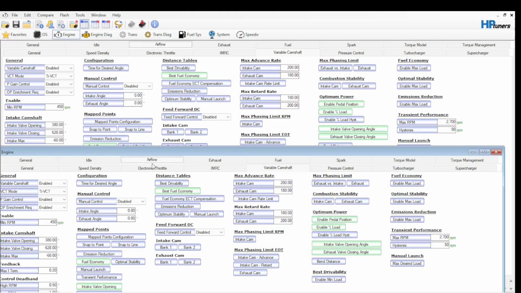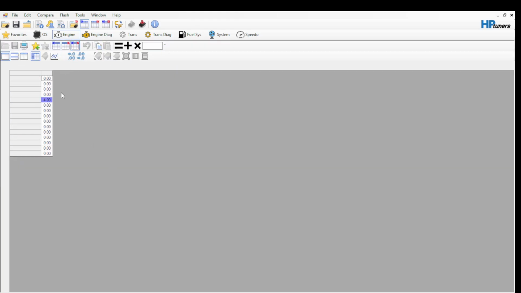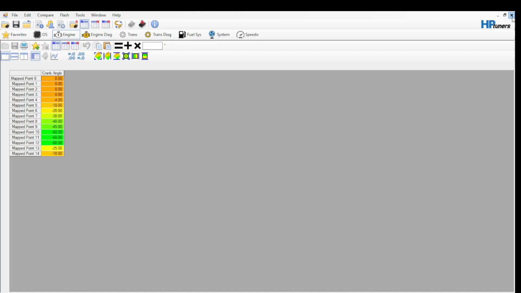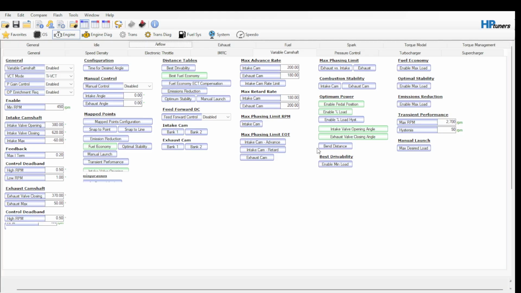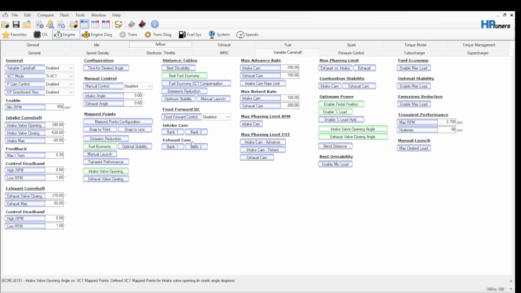Now I have changed the base camming timing just ever so slightly. Again, I have very specific things that I'm going after here. So there's a reason I would do that. Don't just arbitrarily do that.